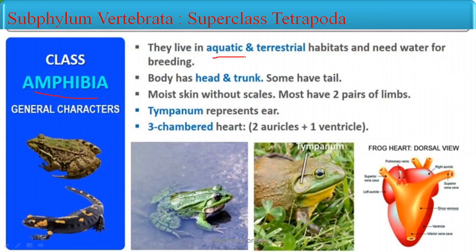The first class we see is Amphibia. They live in aquatic and terrestrial habitats and need water for breeding. The body has two parts, first one is the head and the second one is the trunk. Some have a tail region. Moist skin without scales. Most of them have two pairs of limbs, the forelimbs and the hind limbs. The tympanum represents the ears. There is a three-chambered heart, that is two auricles and one ventricle.